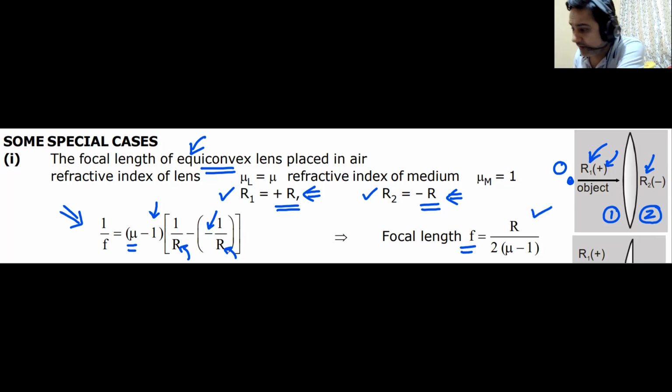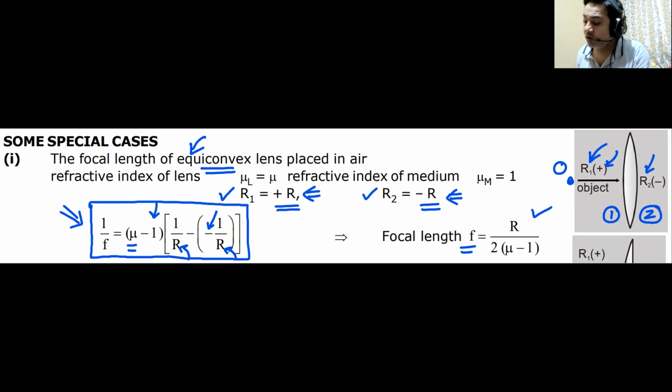I can understand that it may be difficult for you to remember the formulae of all the focal lengths in different cases. But you must remember one thing, that all these formulae are derived from the Lensmaker formula by putting different values of mu and different values of R. So all these formulas are derived from the same formula.